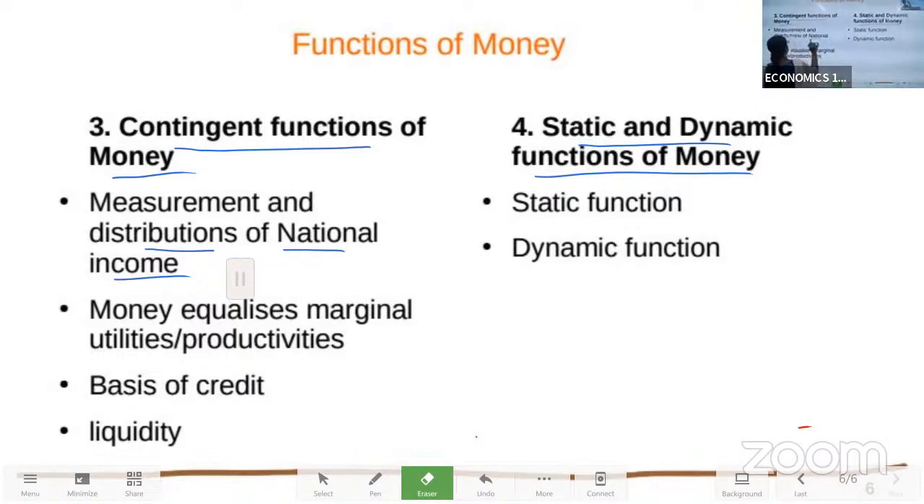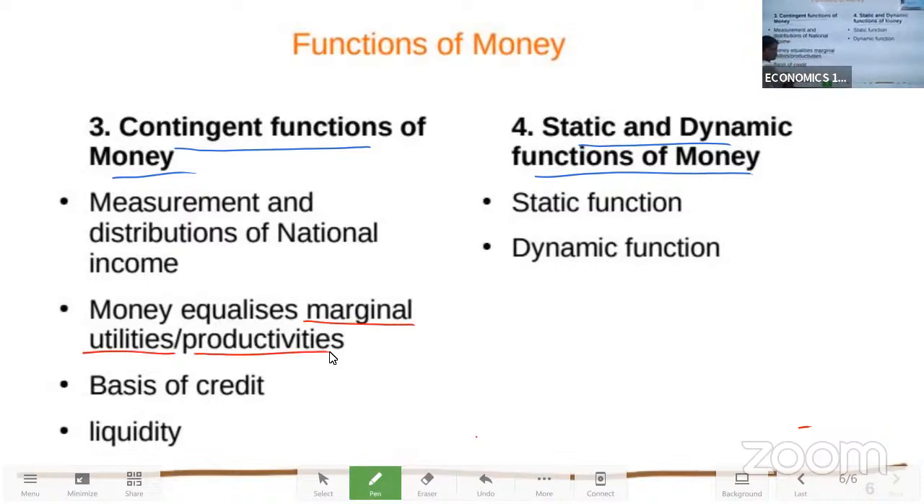Next, we have another type of money function under the contingent function: money equalizes the marginal utilities and productivities. Marginal utility means the additional utility which you gain by using an additional product. So the marginal utility of the product can be measured in terms of money. This is from the consumer side: whatever marginal utility a consumer is gaining, in terms of money it can be equalized. Now, productivity, you can see the word.